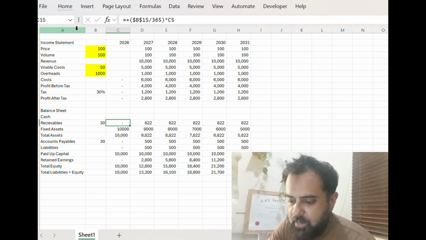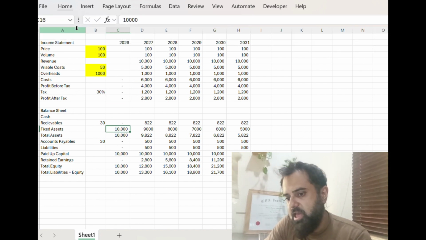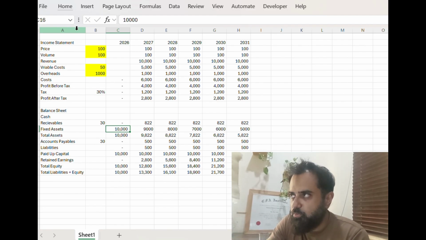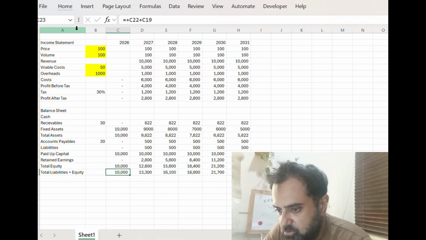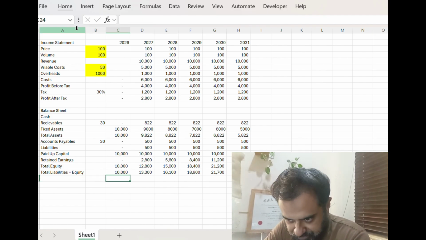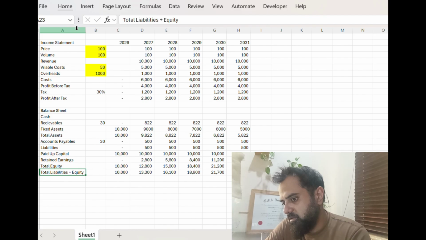But the balance sheet will need to have some numbers in the first year, right? And those will be the fixed assets, because we need to put some assets in place, and the equity that we put in from our pockets to buy those assets, right? So that is it. And then obviously a check sum.